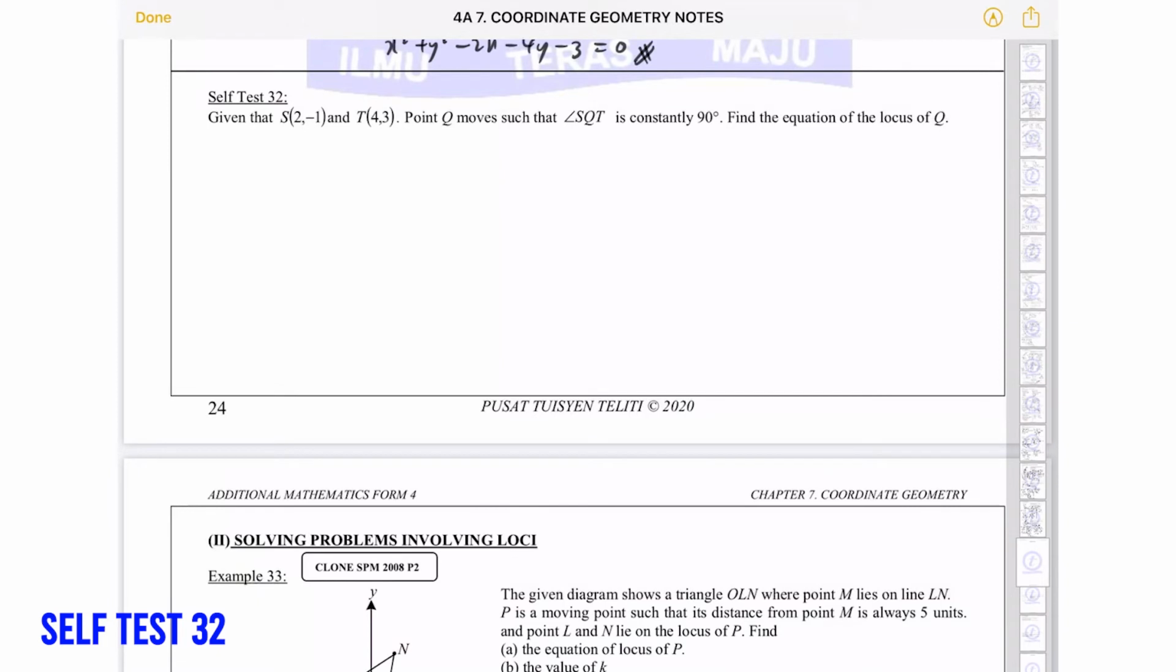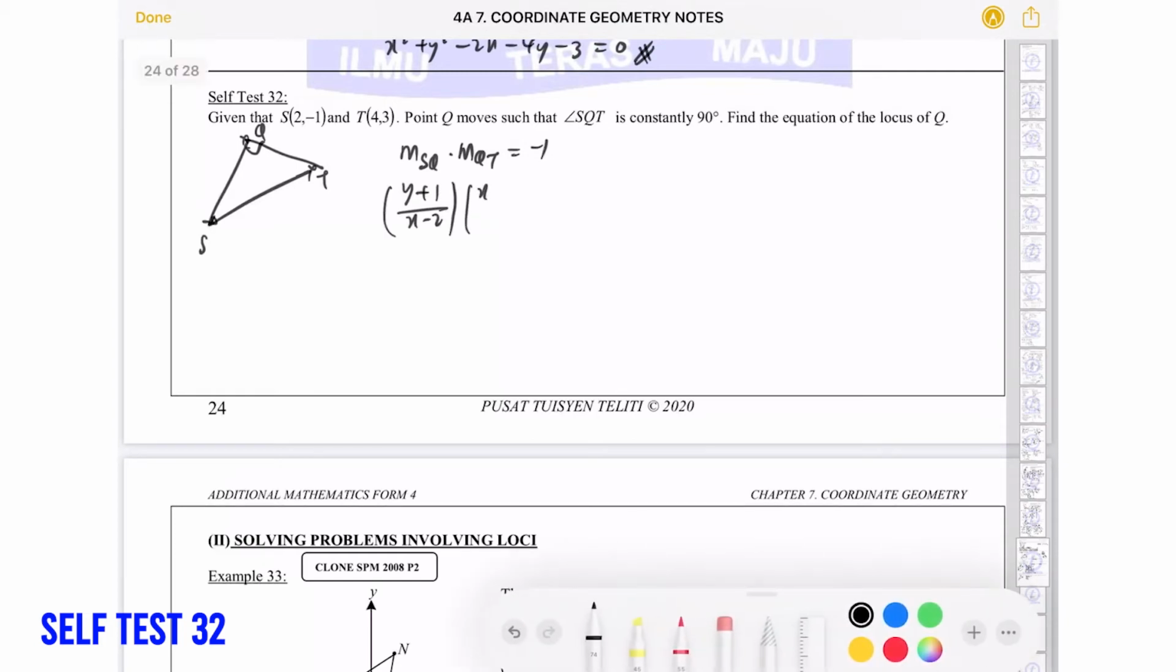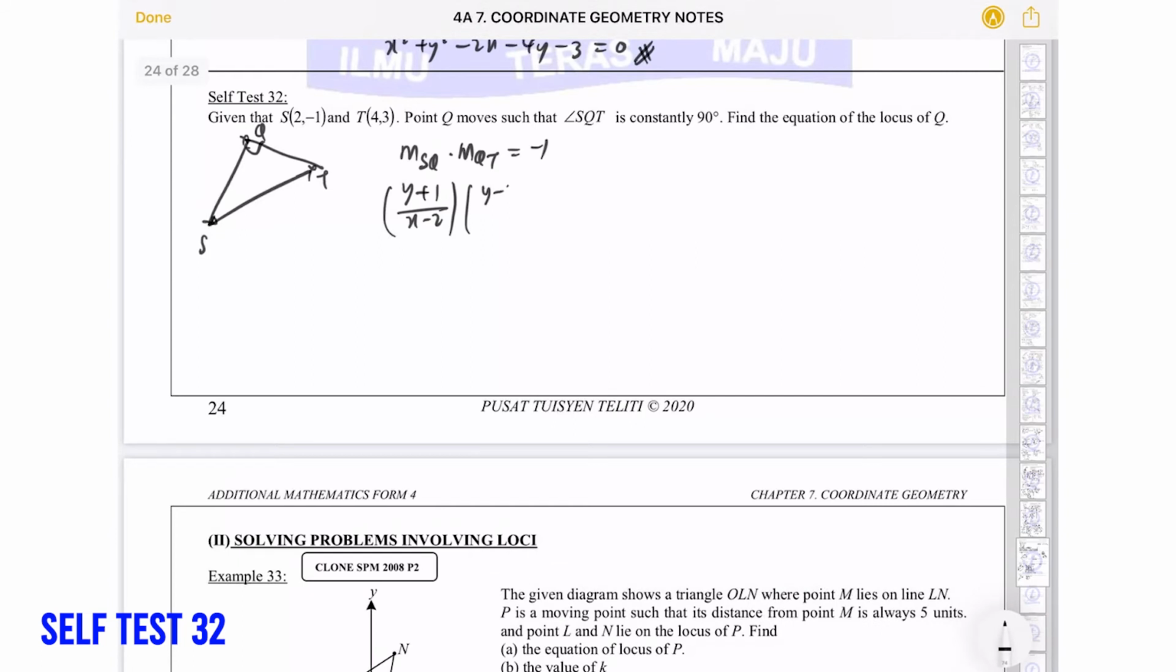Okay, self-test 32. Now, point Q moves such that SQT is constantly 90. SQT is 90. Okay, so now what do I do? I know I can use gradient of SQ times gradient of QT, the result is -1. So I use y minus y1 over x minus x1 for SQ, and for QT, y minus y1 over x minus x1, equals -1.